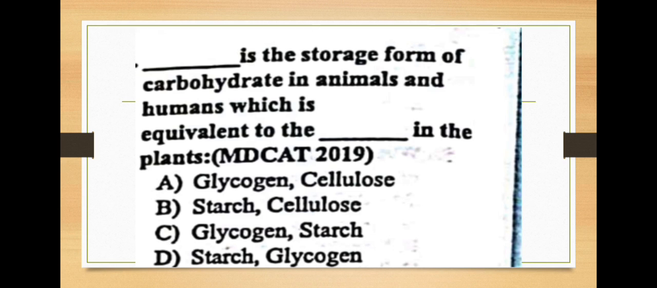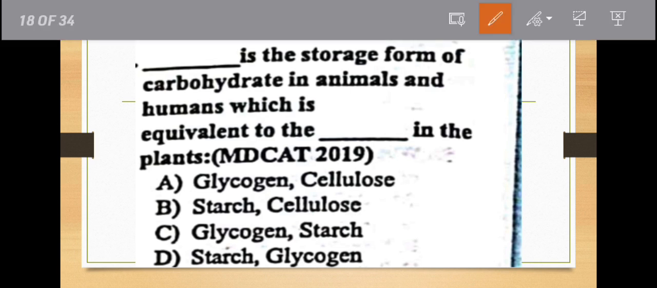Dash is the storage form of carbohydrate in animals and humans, which is equivalent to the dash in the plants. MDCAT 2019. Storage form of carbohydrate in animals is the glycogen and in the plants is the starch.